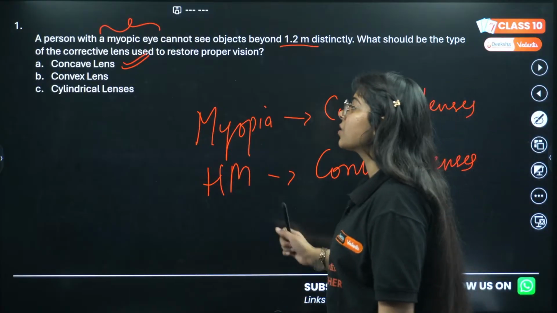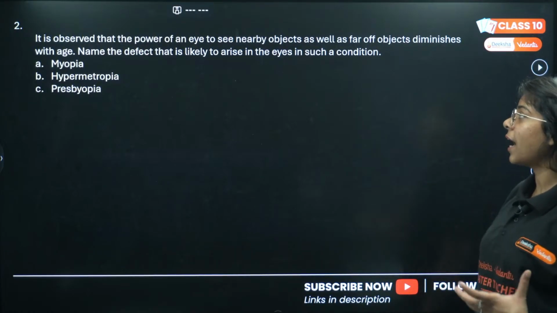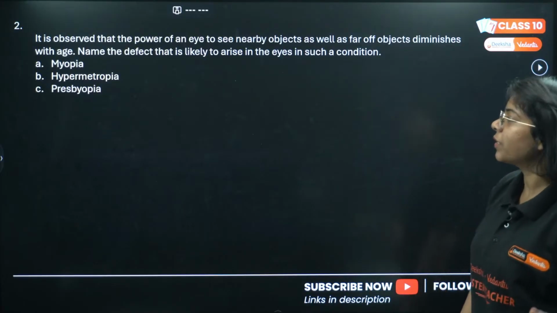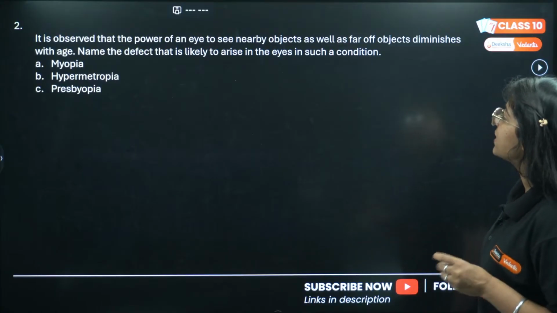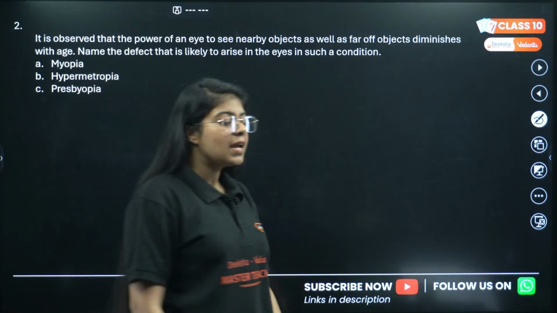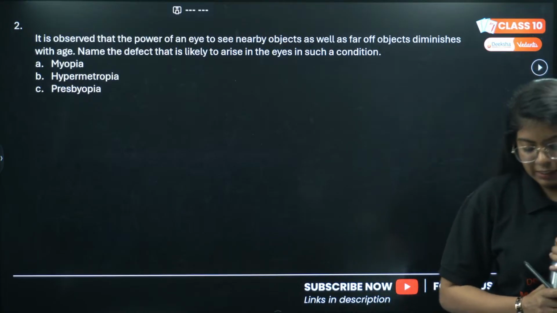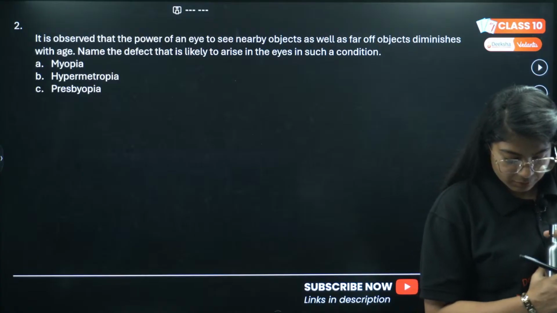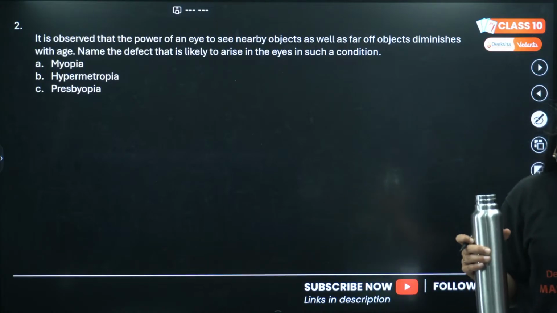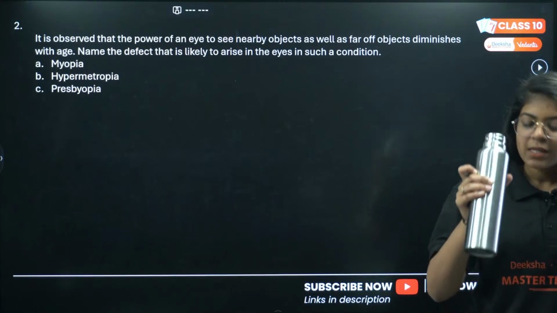Okay, next, question number 2. It is observed that the power of an eye to see nearby objects as well as far off objects diminishes with age. Name the defect that is likely to arise in the eyes in such a condition. So what kind of defect does a person have if they cannot see nearby as well as far objects clearly? Let me know the answer. Okay, we are getting C as an answer. C is presbyopia.